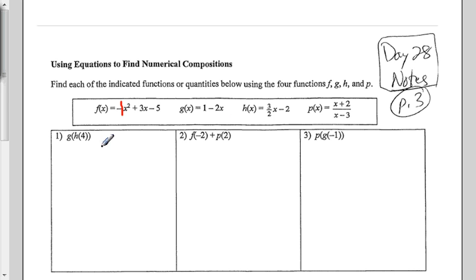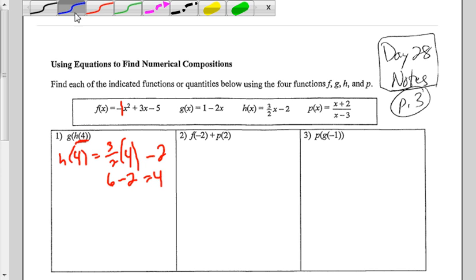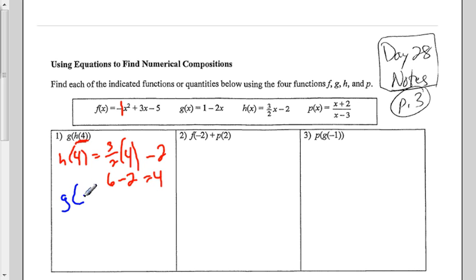Okay, so the first thing they're doing is looking for, again, you start with the inside, h of 4. So h of 4 equals 3 halves times 4 minus 2. 3 times 4 is 12, divided by 2 is 6. 6 minus 2 is 4. Now we have to go and find g of 4. Go into g of x, 1 minus 2 times x, which we put in a 4, and we get 1 minus 8, which is negative 7.